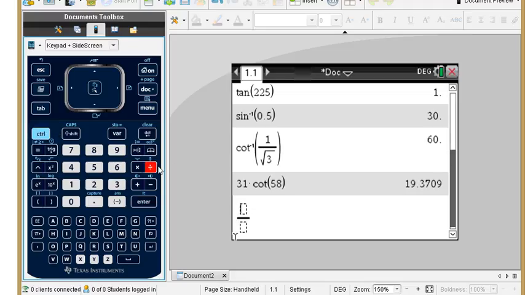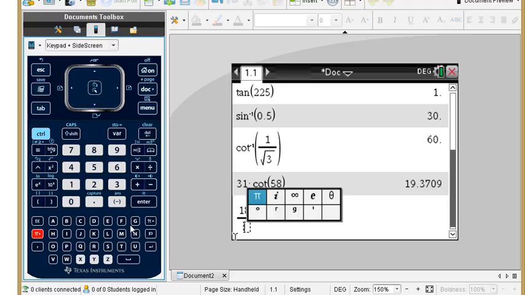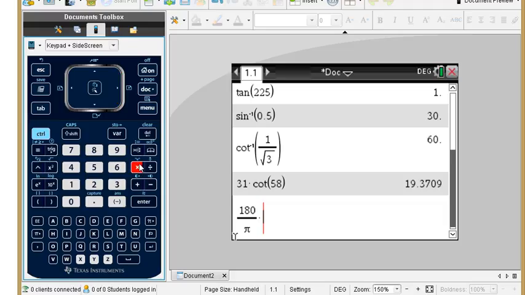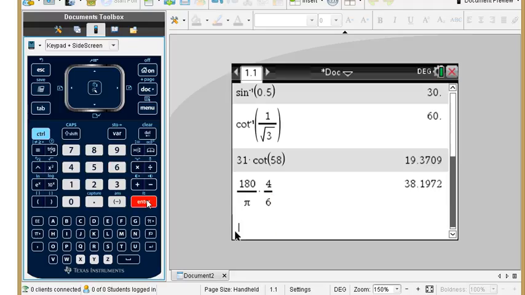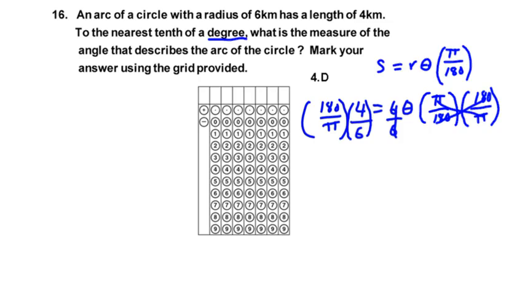Okay. 180 over pi and times 4 over 6, which 4 over 6 is 2/3, but I'll just leave it in the original. So we get, round to the nearest tenth, 38.2 degrees. So theta is approximately equal to 38.2 degrees.